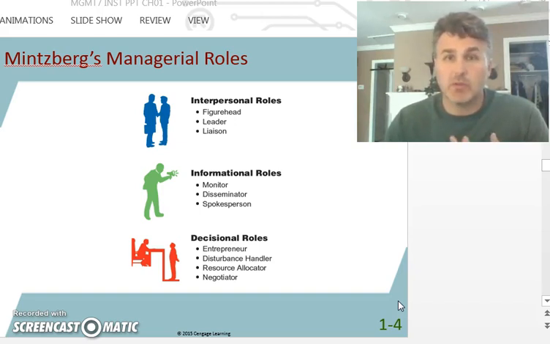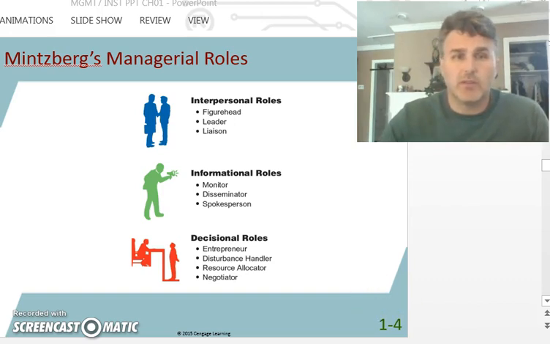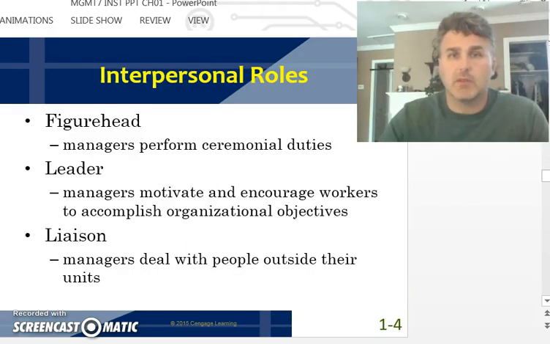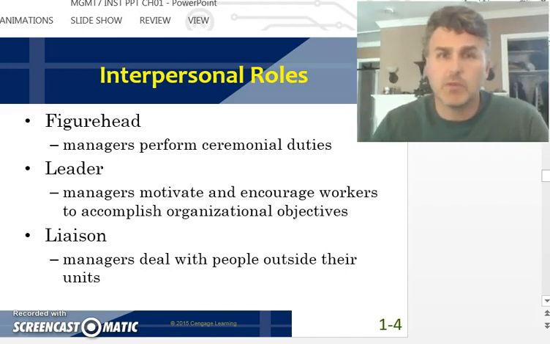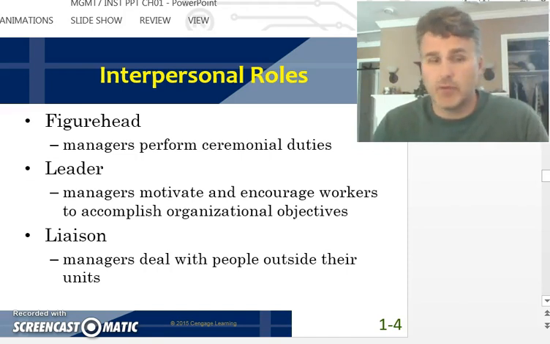We have interpersonal roles, right? How do we work with other people? Informational roles and decision roles. So we go through each of these separately. Interpersonal roles. Managers act as figureheads. They represent whatever they're managing. If you're a manager of the purchasing department, you are the figurehead of that purchasing department.